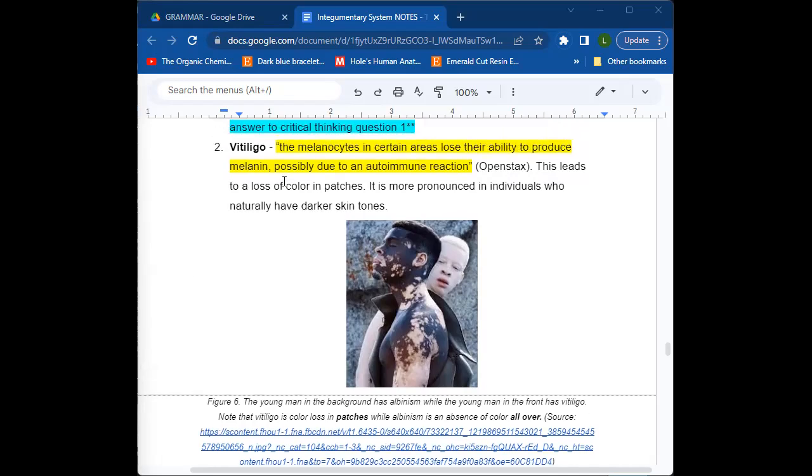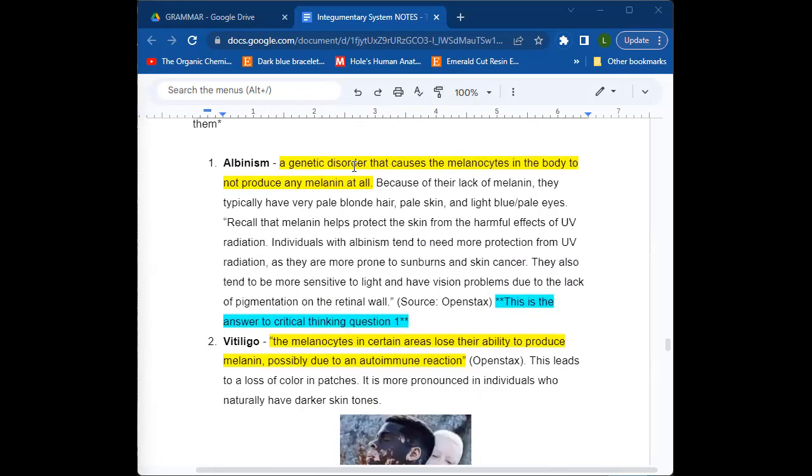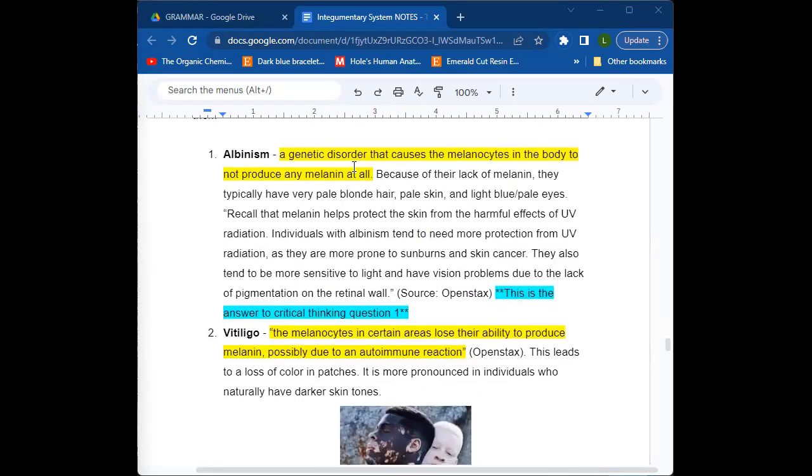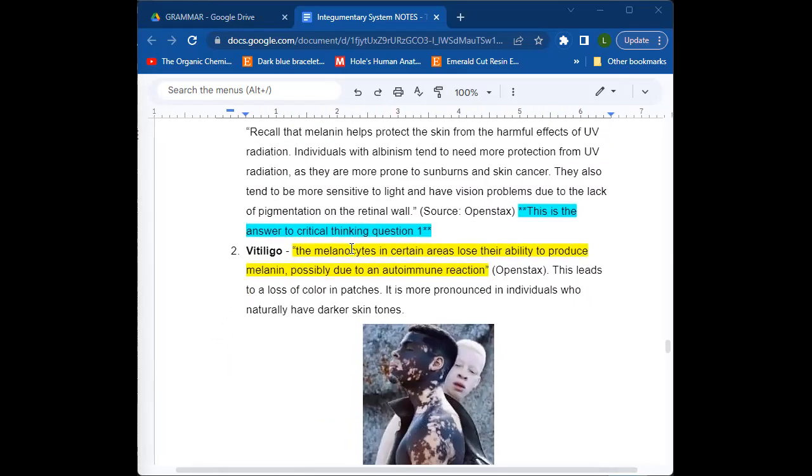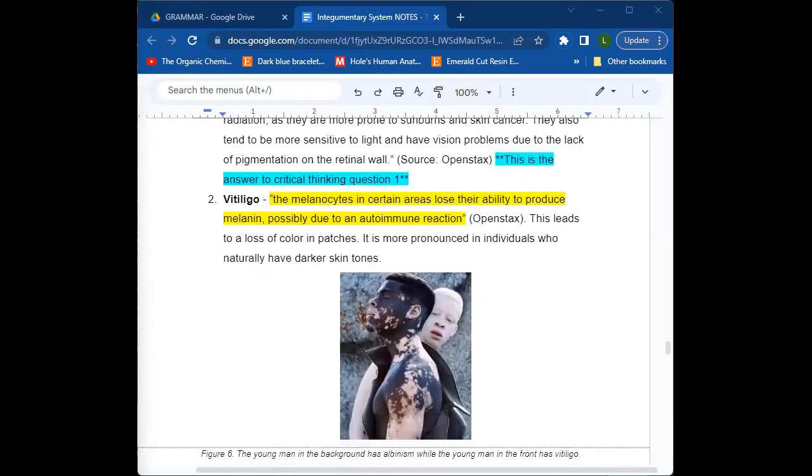And then also the other difference is that albinism is just genetic. They're just born with it, and then vitiligo is autoimmune.